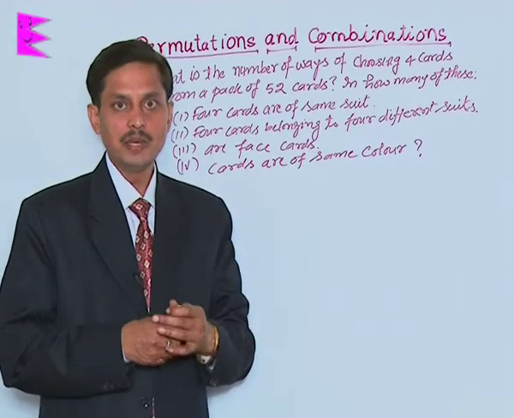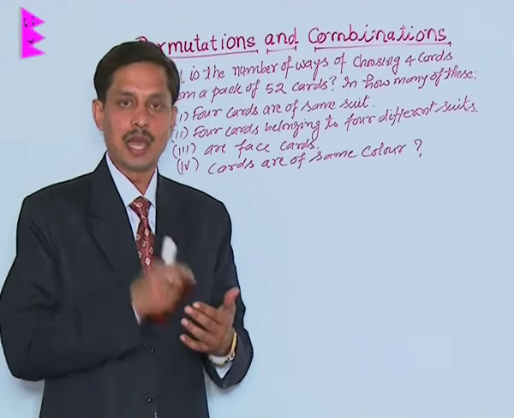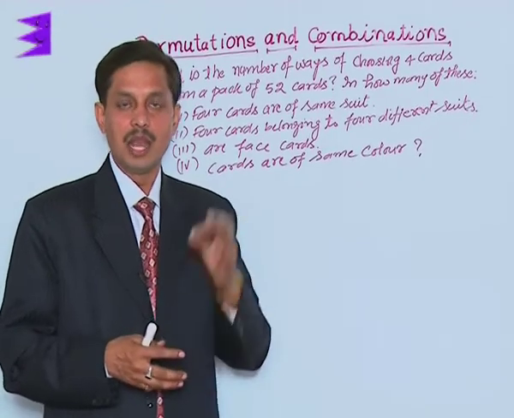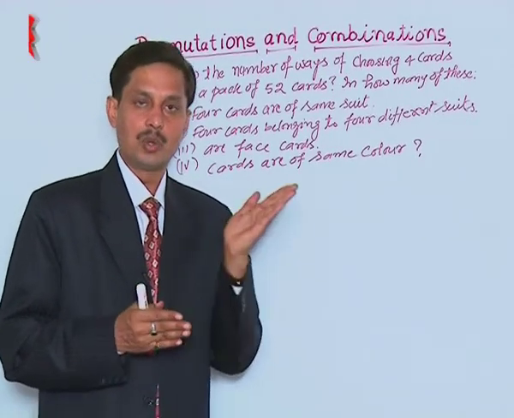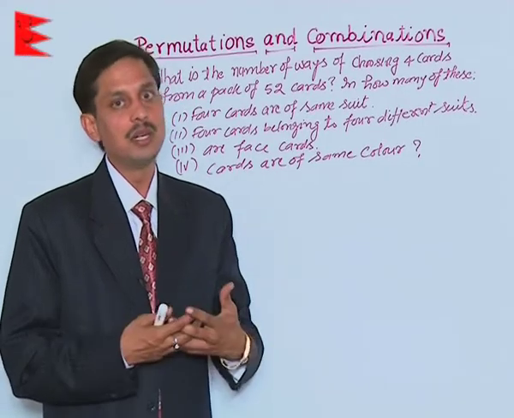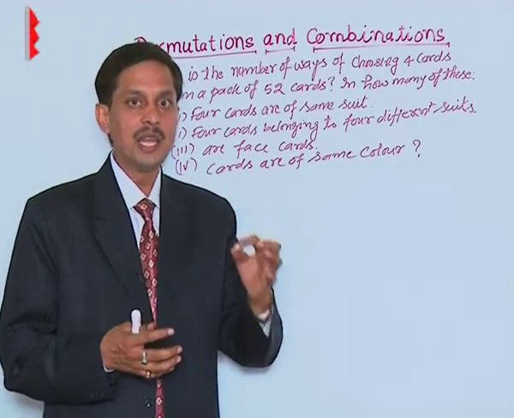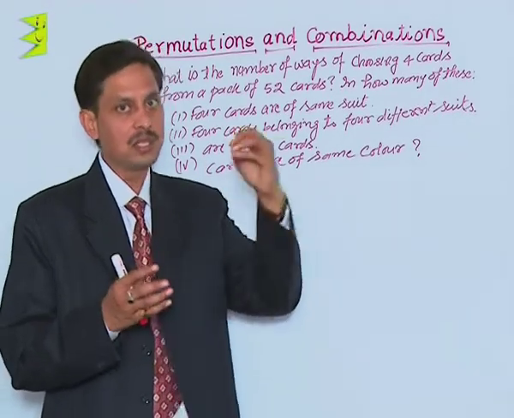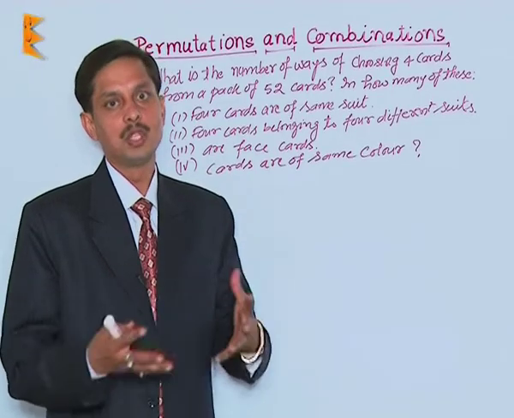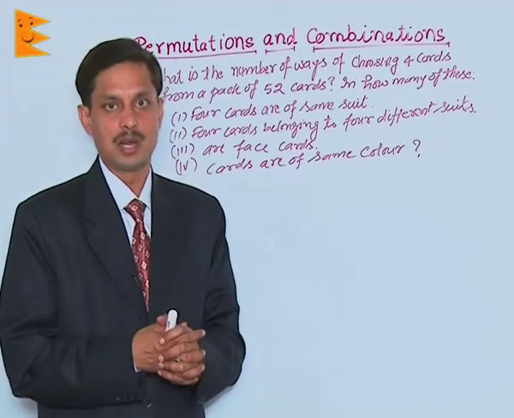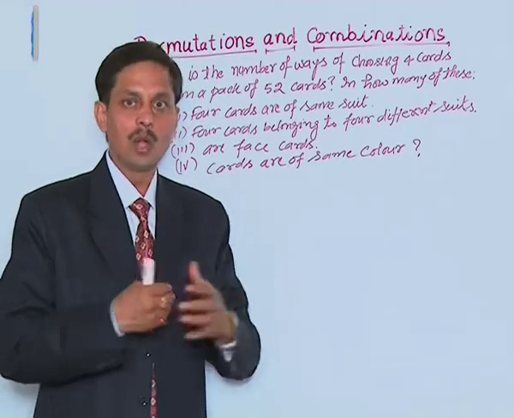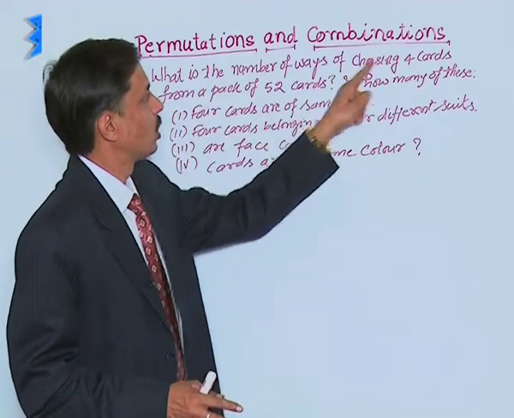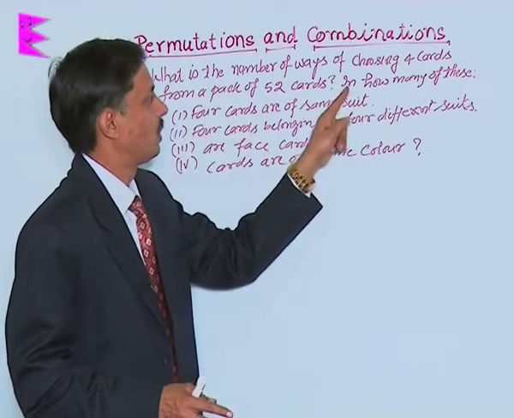Now in these 13, one is the ace, the second is 2, 3, 4, 5, 6, 7, 8, 9, 10, then the 11th numbered card is known as jack, 12 is queen and 13 is the king. Jack, queen and king are known as face cards, whereas if ace is involved in their group, this becomes the group of honored cards. So there are 52 cards. What is the number of ways of choosing 4 cards from a pack of 52 cards?